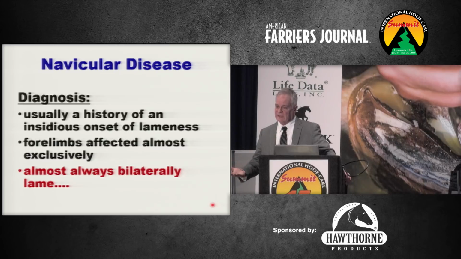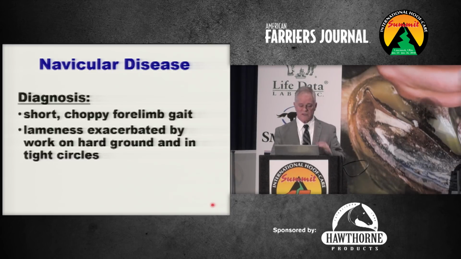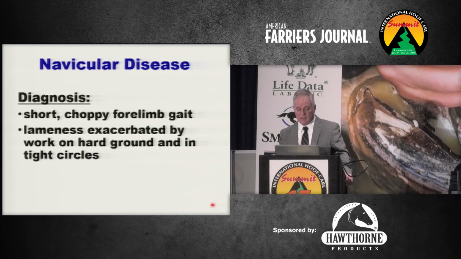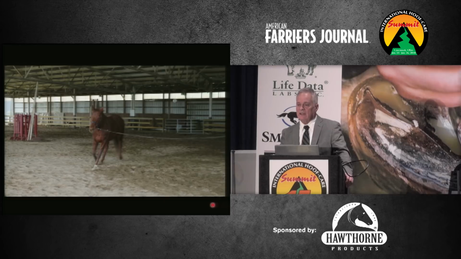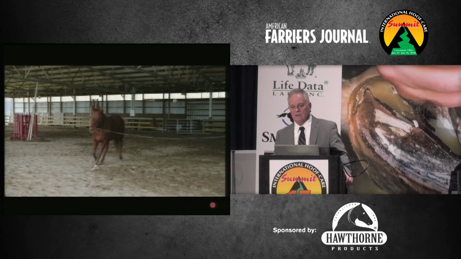They're usually bilaterally lame in classic navicular disease, although one leg may be most apparent. The horses have a classic short, choppy forelimb gait. In a straight line, they may not actually appear lame if they're bilaterally the same, okay, or it may just be short and choppy. But typically when we circle them, they're going to be most lame on the inside limb, or it's going to exacerbate the lameness.